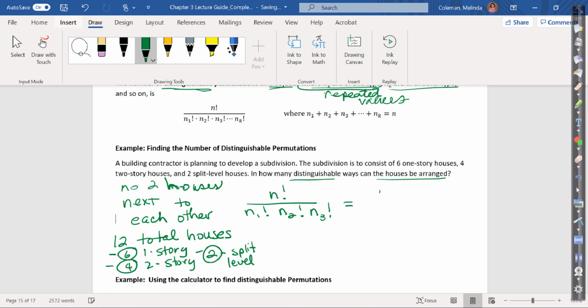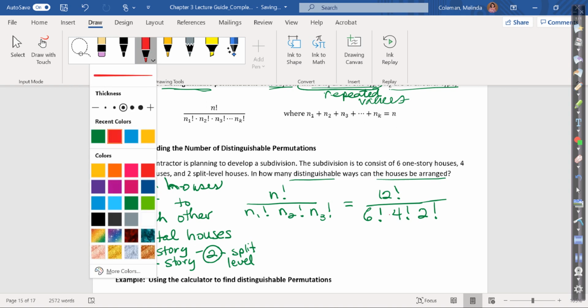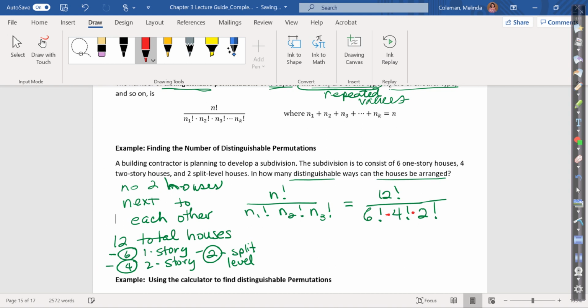So when I put the formula together, it would be 12 factorial, since there are 12 total houses, divided by 6 factorial times 4 factorial times 2 factorial. These are multiplications in between. We don't write them as multiplication, but we are multiplying here. The definition is just multiplication, and it sort of gets lost in here. There's the little multiplication symbol. So we could do this without a calculator, simple enough.